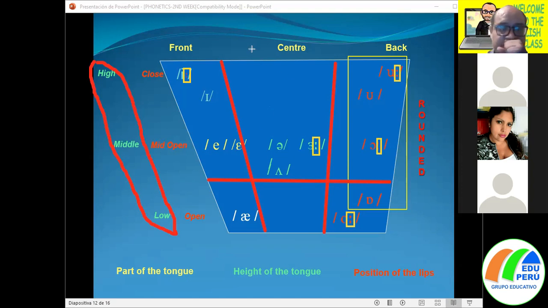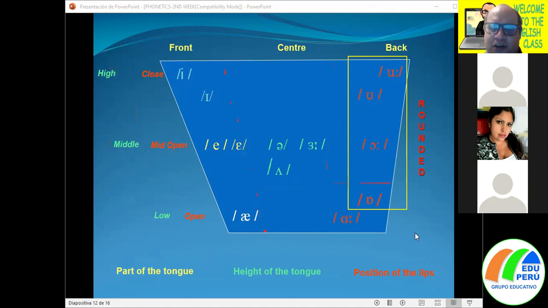All right, so now we're going to describe the vowel sounds. Each vowel sound is going to have these five characteristics. Let's do it together. Don't be scared. Sometimes you may think, teacher, too much information, I'm getting confused: part of the tongue, position of the tongue, height of the tongue, front, center, back. It's a little tricky, but it's very important in order to recognize how to produce each vowel sound. You can improve your pronunciation with a more detailed and specific pronunciation.